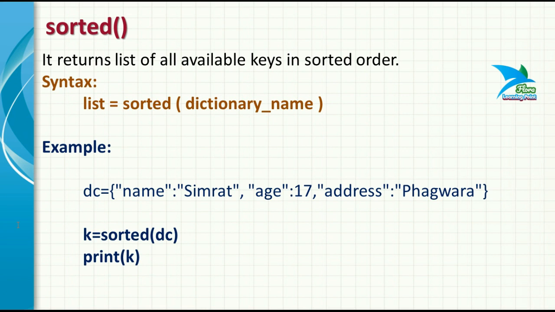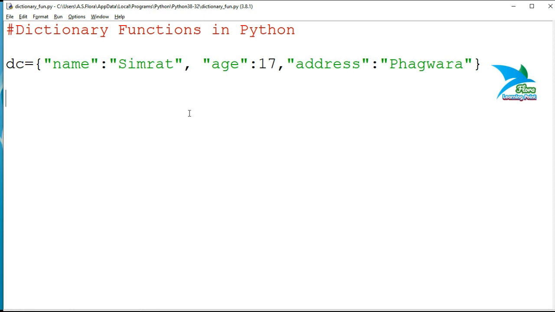Next we have the sorted function. It returns a list of all available keys in sorted order. With the help of this function you will be able to sort the keys alphabetically in ascending order. You can call this function by specifying the dictionary name as a parameter, and the system will return the keys in sorted order and store those keys inside a list. So this function will return a list.